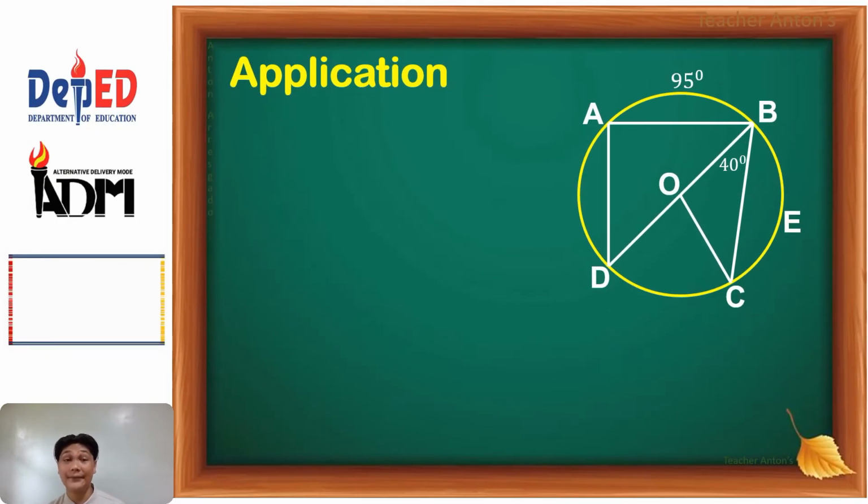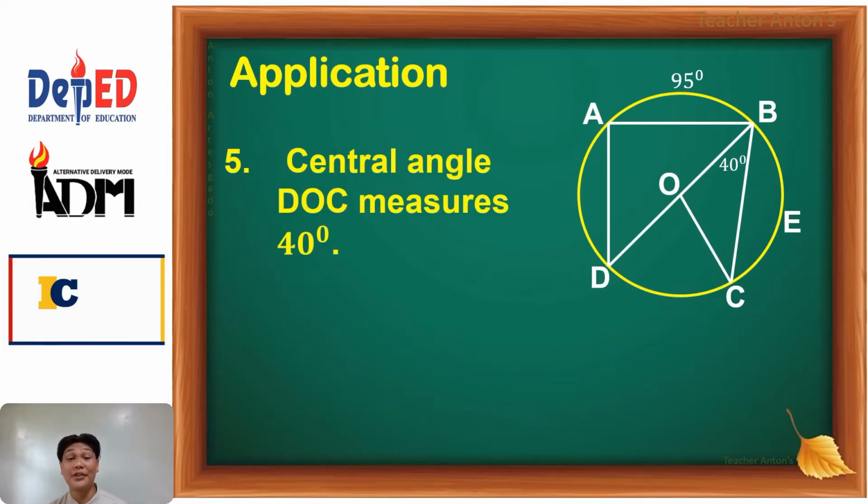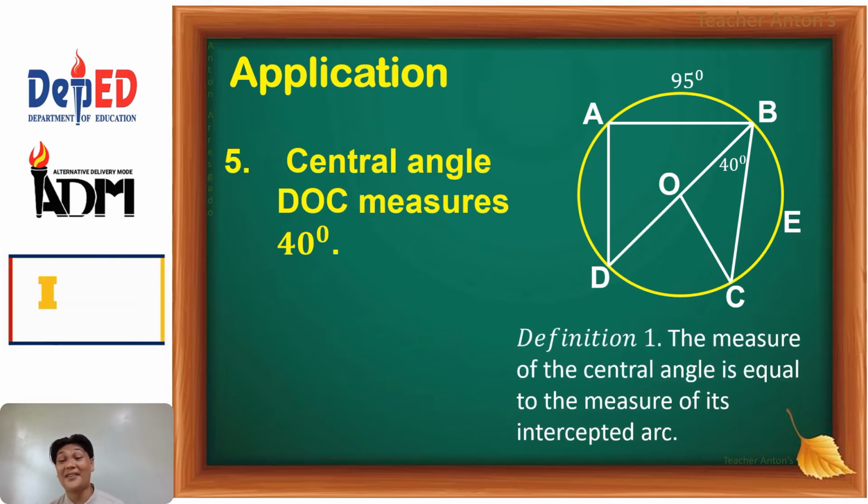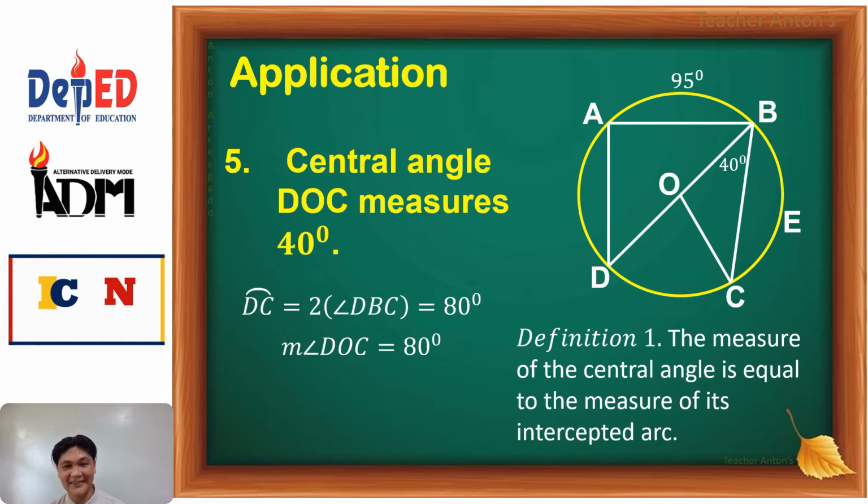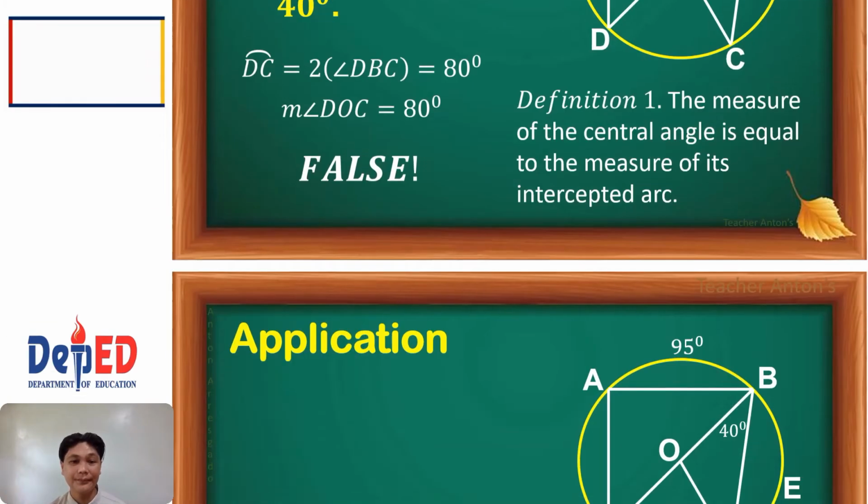Correct. Number 5. Central angle DOC measures 40 degrees. By looking at the figure, DOC there intercepts our arc DC, which we solved as 80 degrees earlier. So using definition 1, the measure of the central angle is equal to the measure of its intercepted arc. The intercepted arc earlier is 80 degrees. Then our statement number 5 is false because of the solution there.